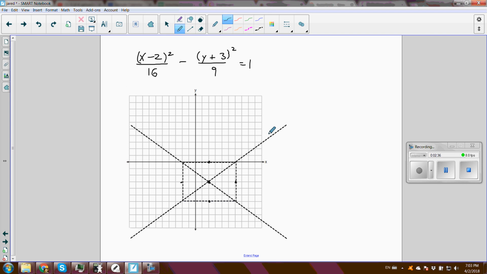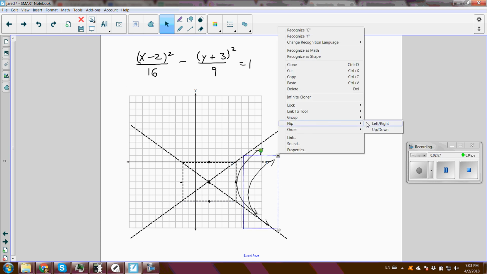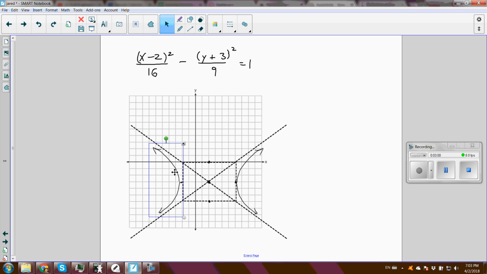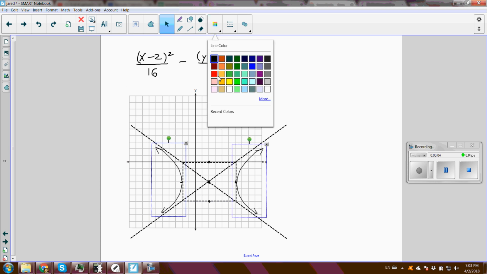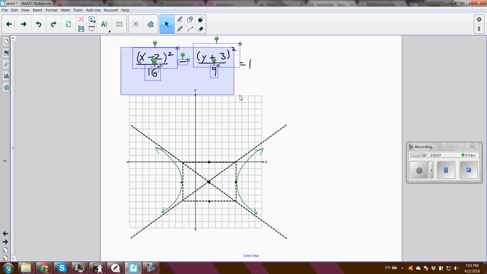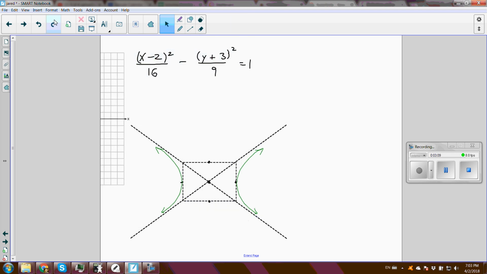Since the x term is first, we know the horizontal points are the vertices. So this hyperbola would just look like this, and it approaches those asymptotes. That's pretty good. So I'm going to just flip it over to the other side. Now, this is the graph of this equation. I'll make that green, and I'll make the equation green.